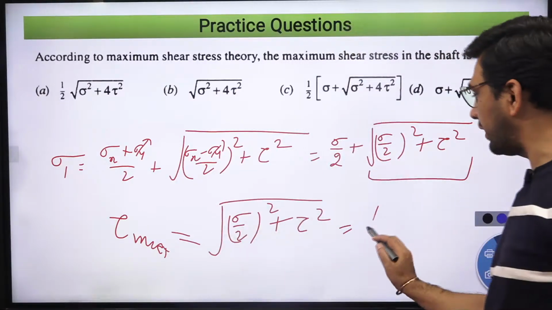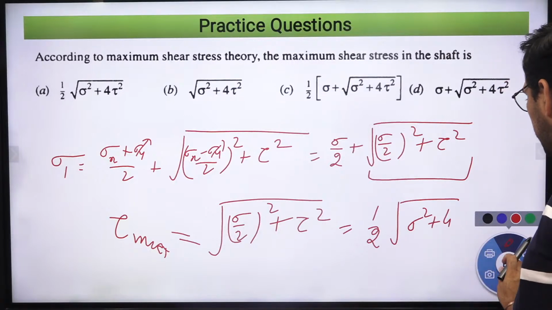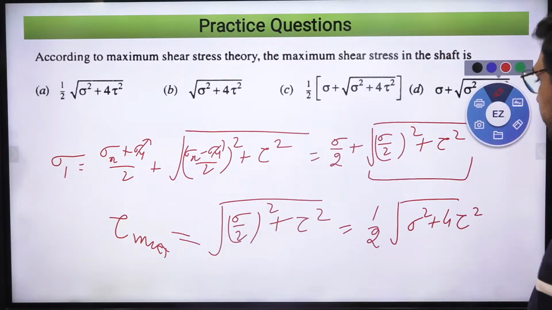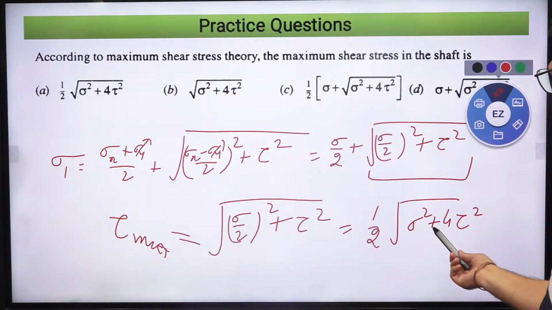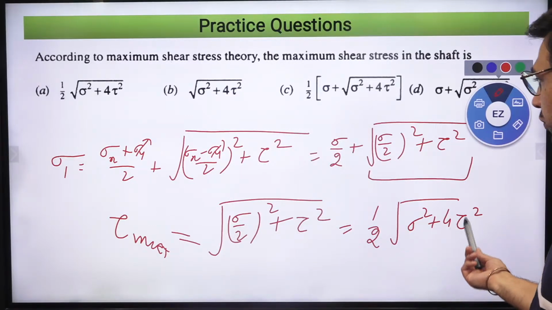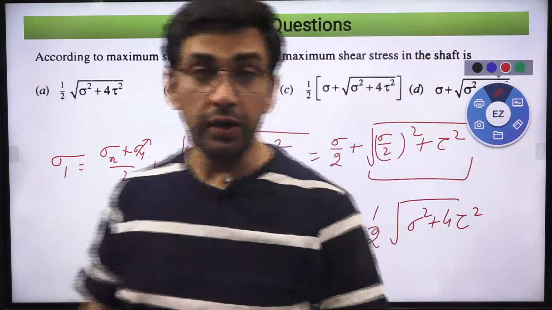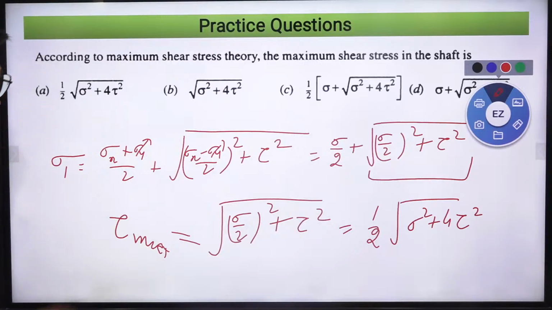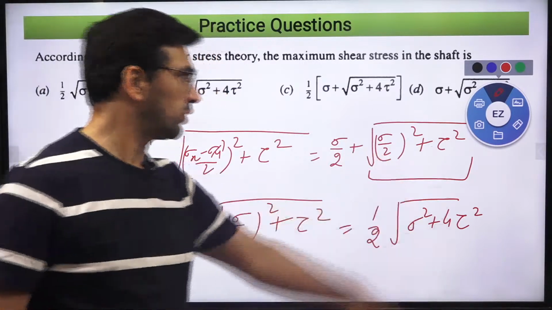So if you take half outside, it is going to be sigma square plus 4 tau square, right? So when it goes out, the 4 will cancel. Am I correct? Another point: as per the maximum shear stress theory, the maximum shear stress induced in the shaft will be this much, normally this portion of this.